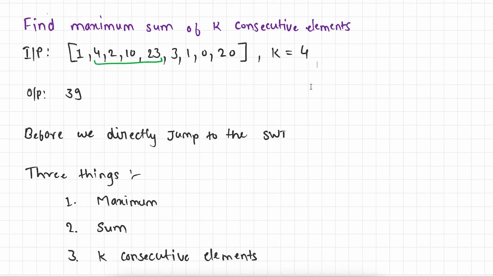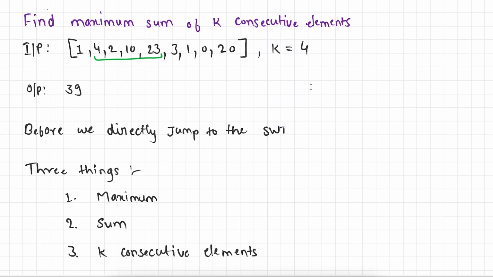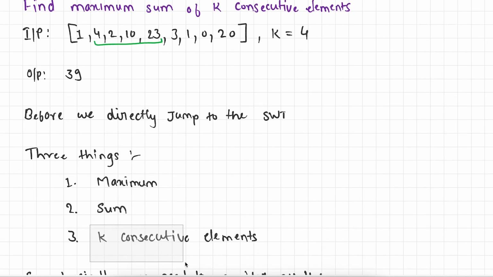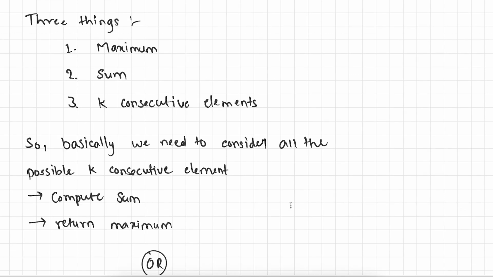Okay, great. Before we directly jump to the sliding window technique, let's first understand this problem really well. If you look at this problem, you will see three things. First is maximum, second is sum, and third is k consecutive elements. Long story short, we need to consider all the possible k consecutive elements, compute the sum of them, and eventually return the maximum of all the sums. This is the actual meaning of this problem.